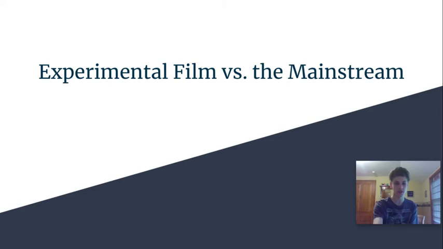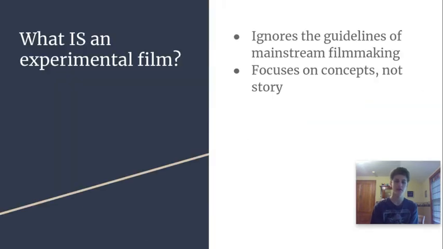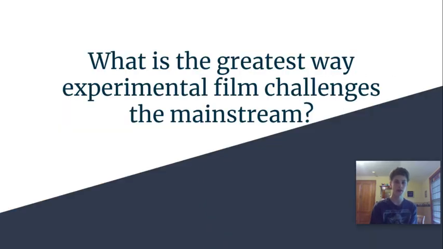outside of narrative functions. So, first, an experimental film is pretty much any film that ignores the guidelines of what mainstream filmmaking does. And they do this because they want to focus on the conceptual side of film rather than focus on the narrative side. And they often do this through ignoring the narrative aspects of film entirely. So clearly, there are a lot of different ways that experimental film challenges the mainstream, but what is the greatest way that it does this?